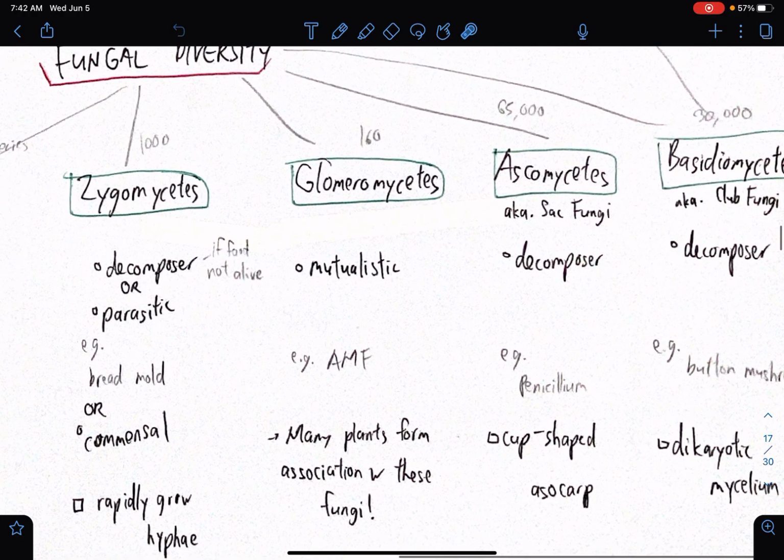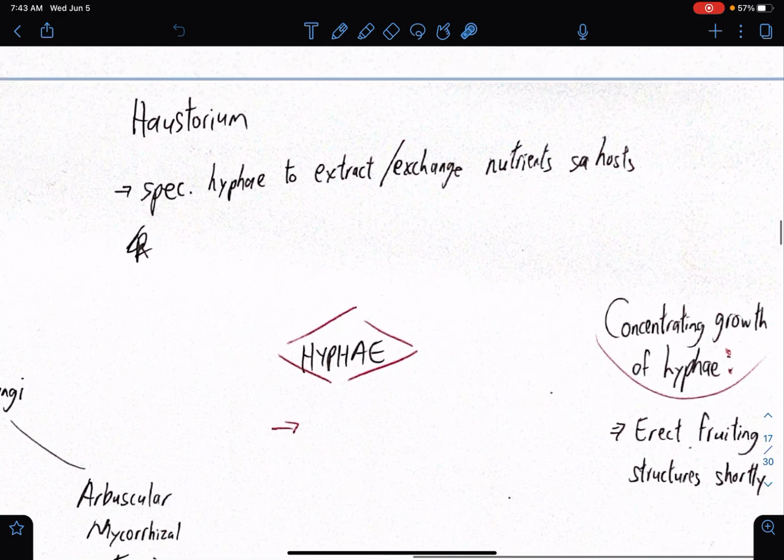How about glomeromycetes? We only have 160 species. They are mutualistic. One example is arbuscular mycorrhizal fungi, like what I said earlier, AMF.